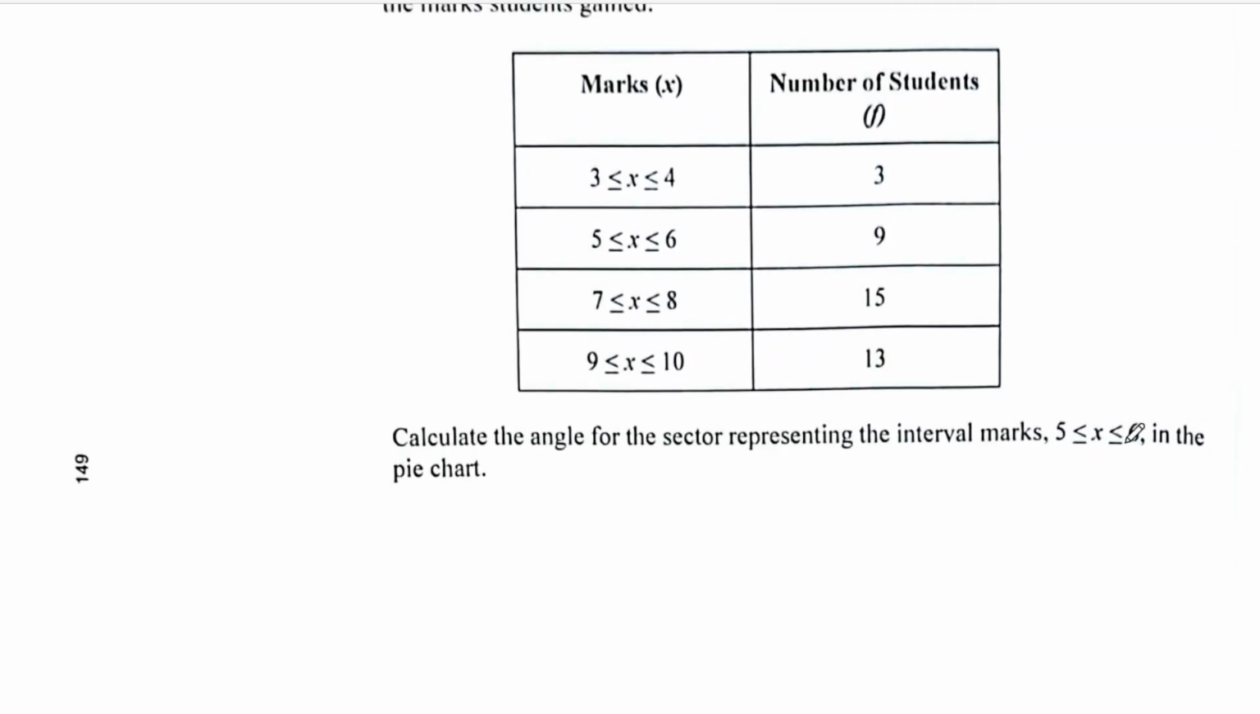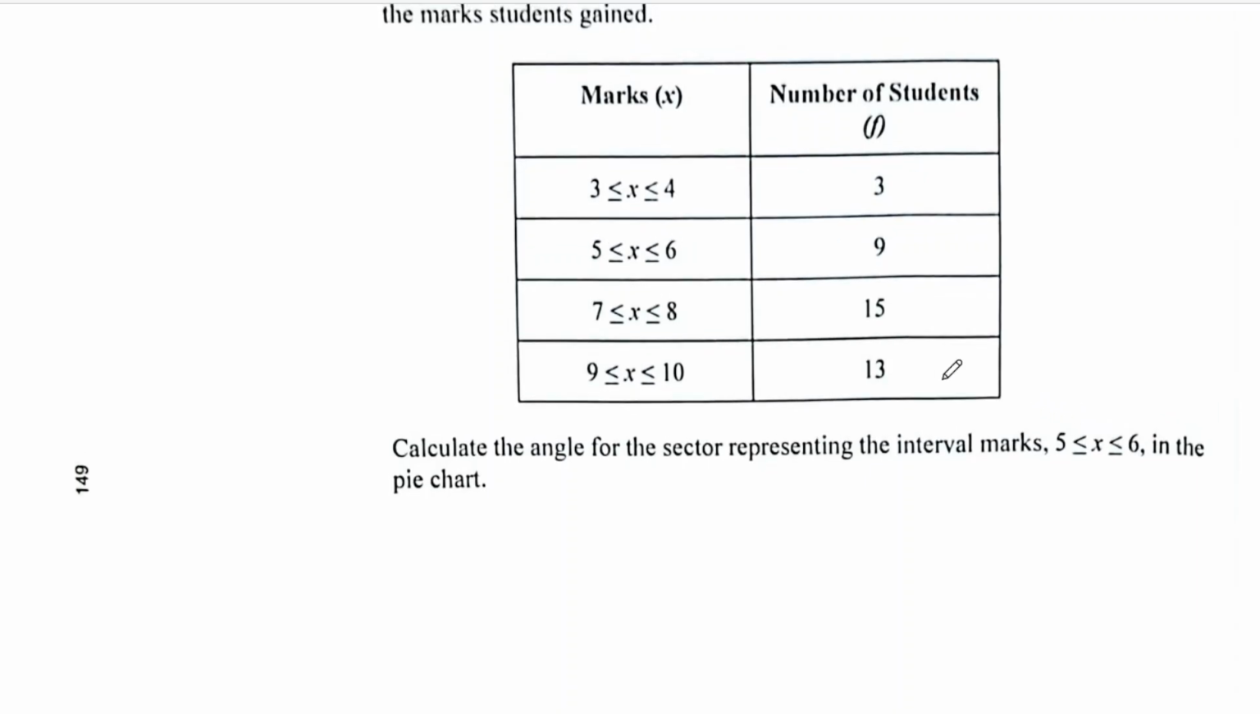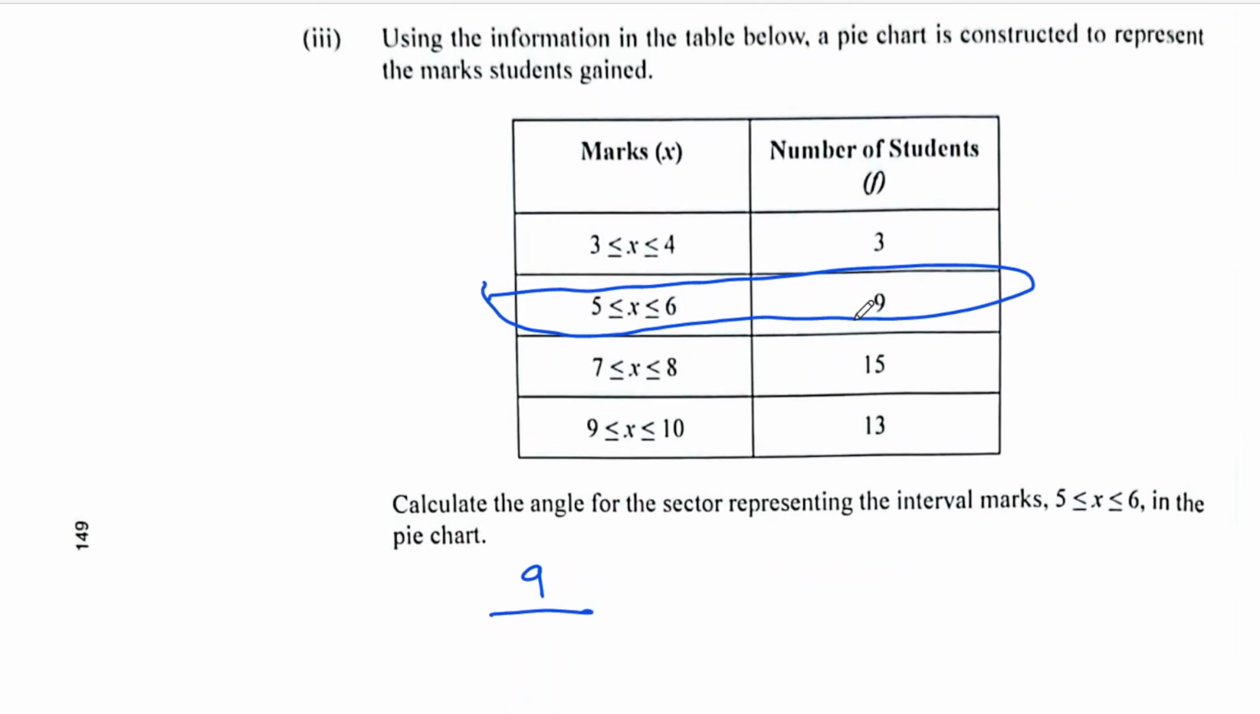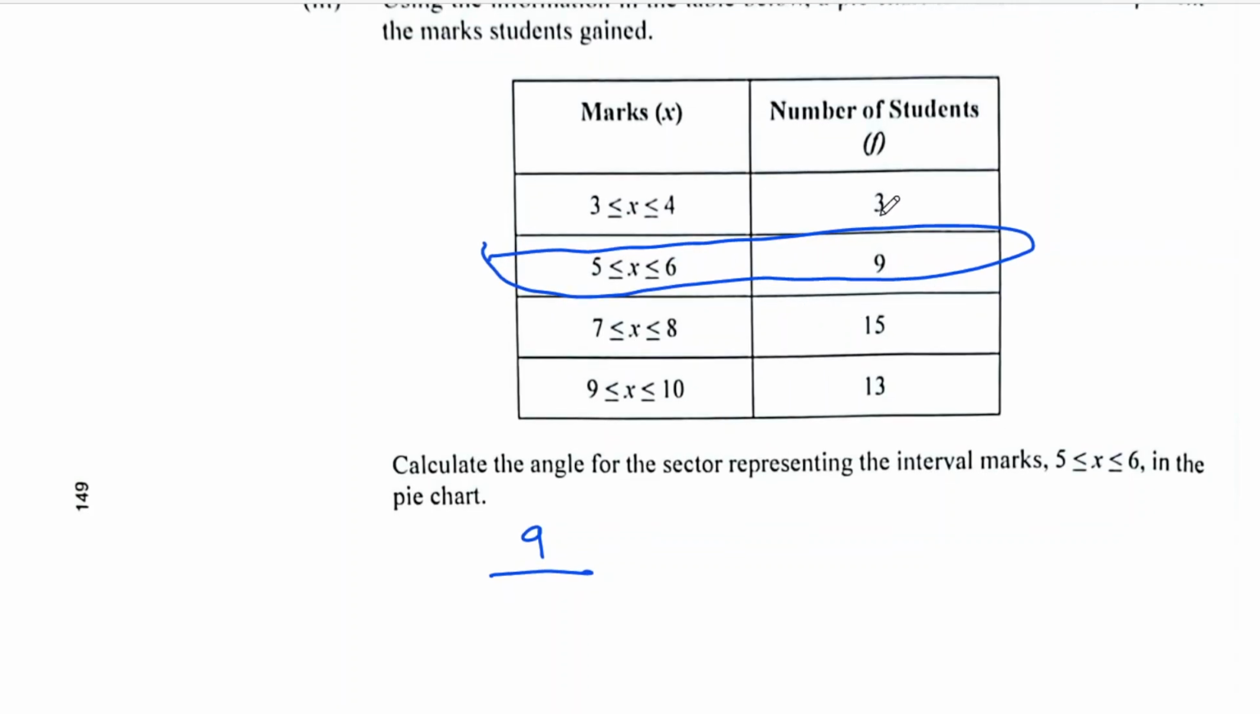Right, so we want the values where x is between 5 and 6, which is this row here. We have 9 of those students over the total. So we need to add up all of this, right? They didn't give us the total, so we have to add it up. So 3 plus 9 is 12. 12 and 15 is 27. 27 and 13 is 40. Right, so it's 9 over 40.